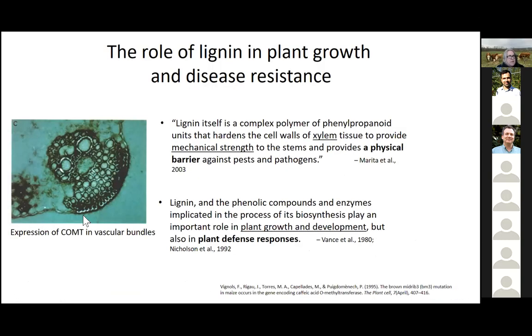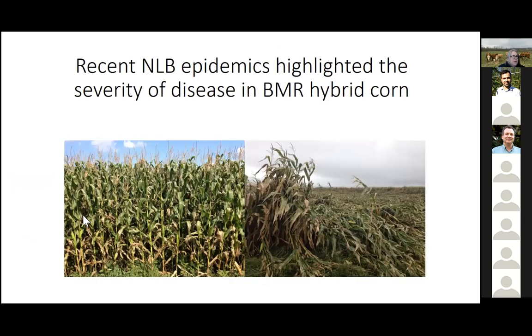And this reduced lignin has an effect for many reasons, and it's fairly obvious why lignin is important for architecture, for strength, for turgor pressure. You know, it's important for xylem and mechanical strength. It is a physical barrier for pests, but also is involved in plant growth and development and plant defense responses. So when we first saw these fields, we said, well, it really can't be that simple that you knock out one of these genes and it's more susceptible. And it really turned out to be quite simple like that.